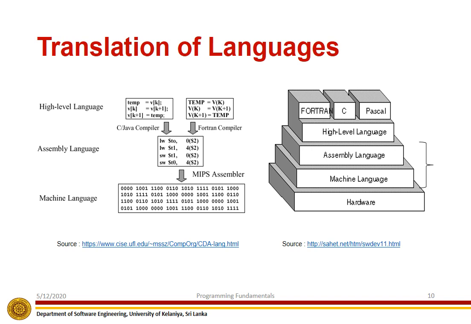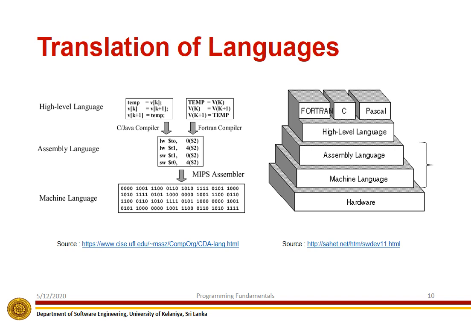And this is a diagram of the translation of languages. We write our code in the high-level language, and using compilers we can convert it into assembly language, and again using assemblers we can convert assembly language code to machine language code. Here, assembly language and machine language we call lower-level languages. In lower-level languages, programmers can easily access the computer memory and work with the data. But in high-level languages, we cannot directly work with the memory and the data.